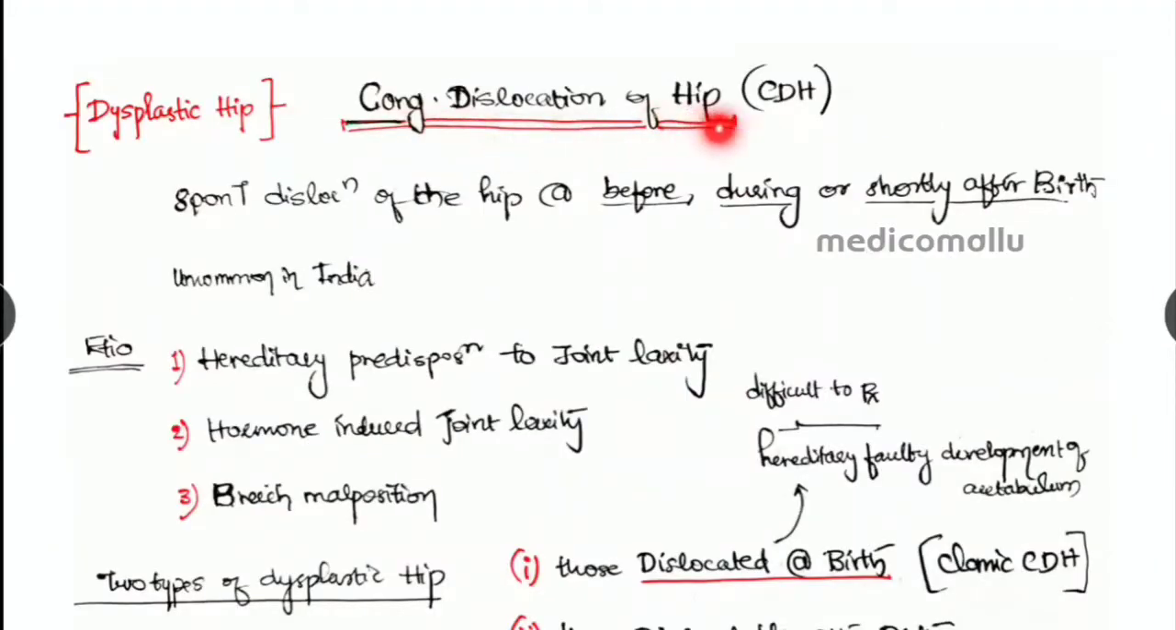Next is congenital dislocation of the hip, CDH, also known as the dysplastic hip. It is the spontaneous dislocation of the hip before, during, or shortly after birth, and it is uncommon in India. Why? Because in India, the mother used to carry the child on her hip, and that helps in proper traction or manipulation of the hip joint and reduces the possibility of this congenital dislocation.